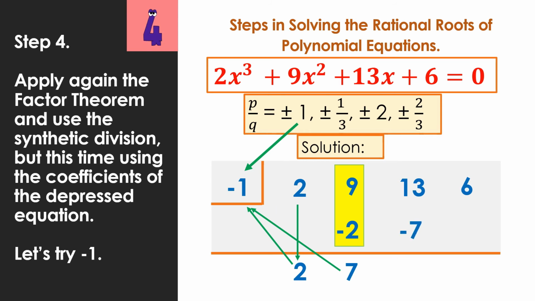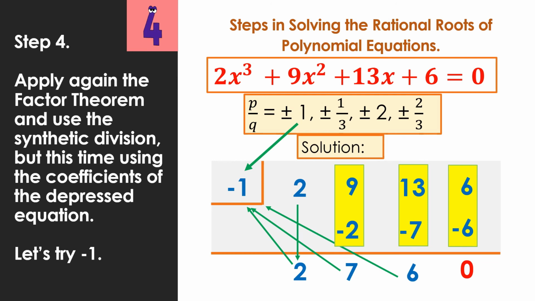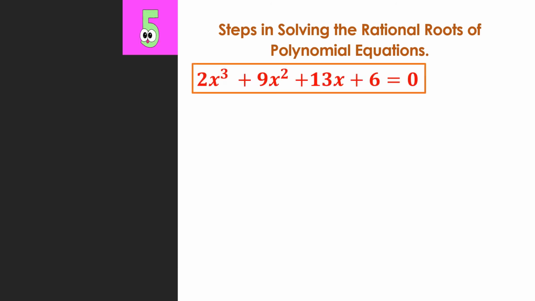And then we will multiply 7 by negative 1. So 7 times negative 1 is equal to negative 7. Write the answer in the third column. Then add down the third column. 13 plus negative 7 is equal to 6. And then 6 times negative 1 is equal to negative 6. So write negative 6 in the last column. And then add down the last column. 6 plus negative 6 is equal to 0.